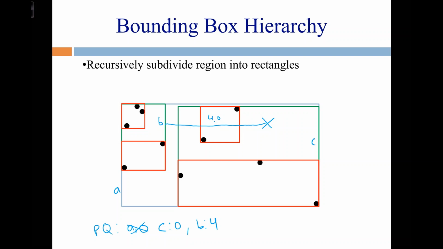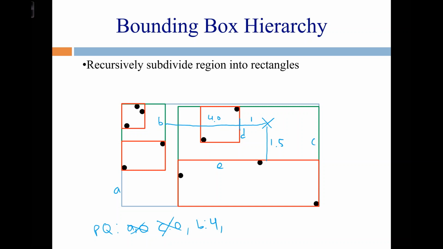And then keep going. Pull a node off of the priority queue, and then enqueue its two children with their distances. Okay, so I'm going to pull off C, and I'm going to add its two children. Let's say this is D, and this is E, those two red boxes. I'll have to just make up some distances here. Let's say the distance to D is 1. Distance to E is 1.5. It is a little larger.